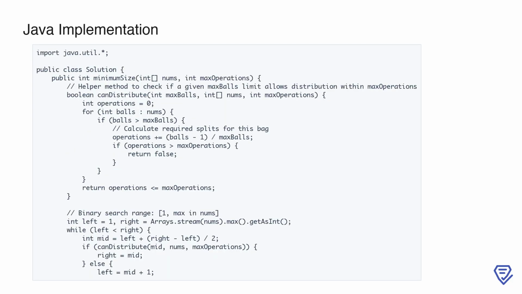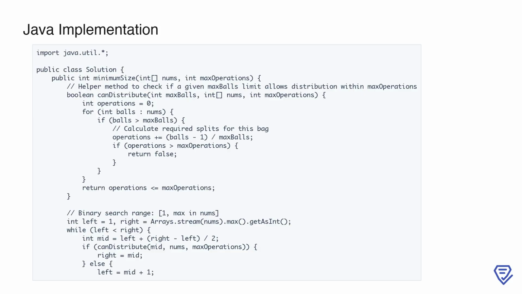Here, we start by importing the necessary Java utilities and defining the solution class. The main method of interest is minimumSize, which aims to determine the minimum possible maximum number of balls in any bag after performing at most max operations splits. To achieve this, we define a helper method, canDistribute, which takes a proposed limit max balls, the array of ball counts nums, and the maximum allowed operations.